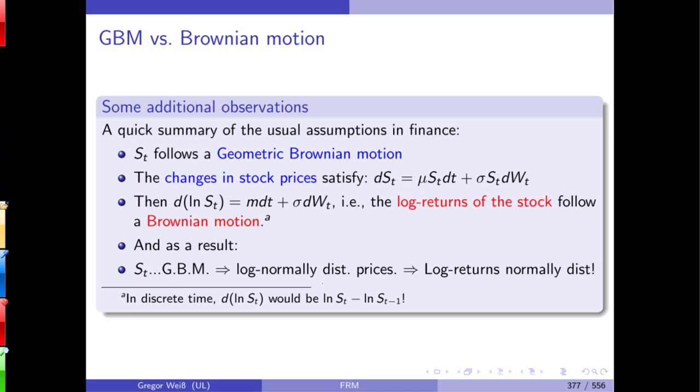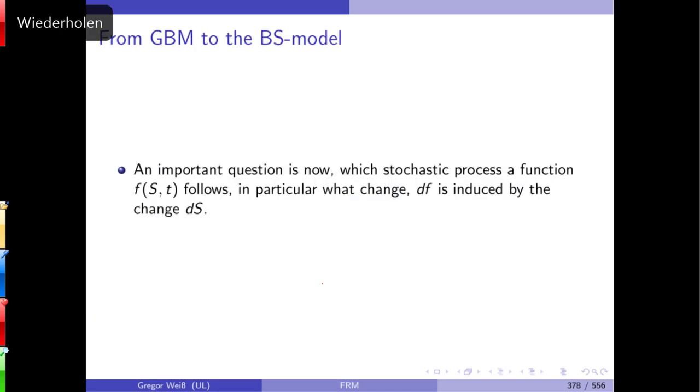And as a result, we have the underlying price, S_T. We assume a geometric Brownian motion. And this leads us to log normally distributed prices and log returns that are normally distributed. So if you ever see the assumption of log returns being normally distributed, and we'll see this all the time in finance, in fact, the assumption of the model is a geometric Brownian motion for the stock prices and nothing else. So keep this in mind.